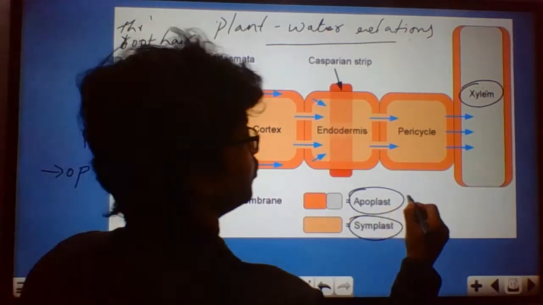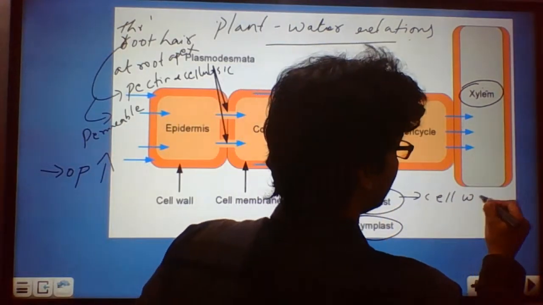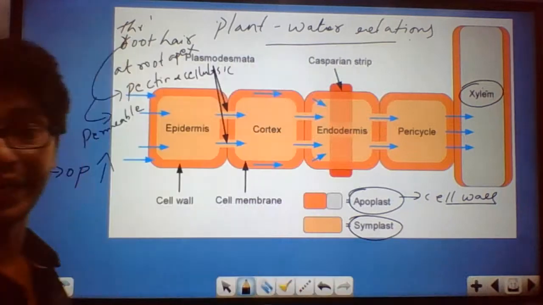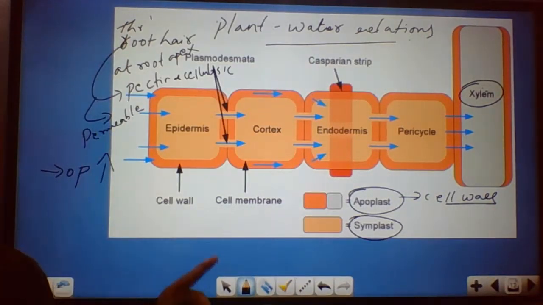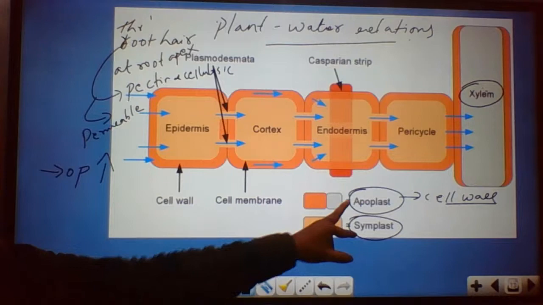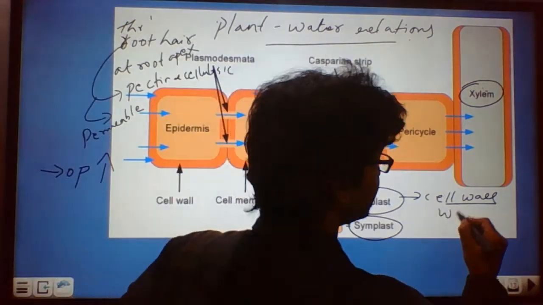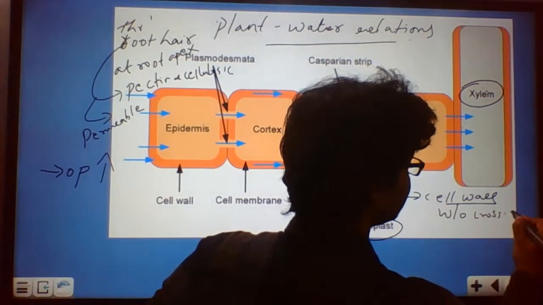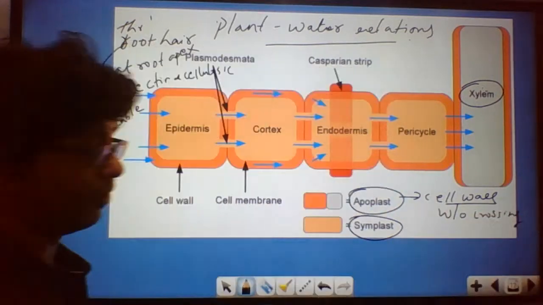The apoplast is going through the cell wall without crossing any of the membrane. No crossing takes place. That is very important in this case, without crossing any membrane. So it moves through the cell wall.